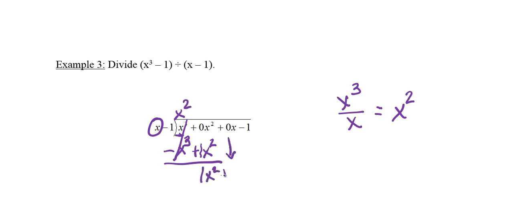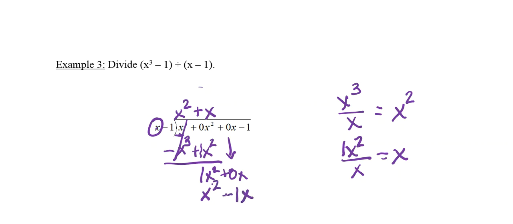I'm going to bring down the next term, which happens to be my 0x. I'm trying to get this x squared here, so I have 1x squared. I always divide by the front term of x. X squared divided by x is just x, and it is positive, so I want to make sure I put a plus x up here. I'm going to distribute the positive x. Positive x times positive x is a positive x squared. Positive x times negative 1 is a negative 1x.